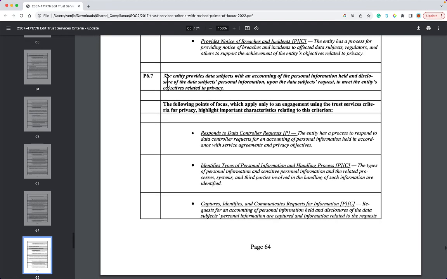Next one, the entity provides data subjects with an accounting of personal information held.